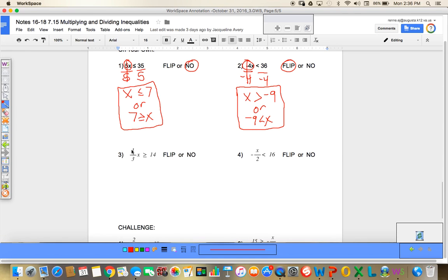Okay, moving straight along here. 1/3 x is greater than or equal to 14, so circle the variable. It's positive, so no flip. Okay, to get rid of a fraction, we use the multiplicative inverse. So the multiplicative inverse of 1/3 is 3. So we're going to multiply both sides by 3. 3 times 1/3 is a 1 in disguise. X is greater than or equal to 42, or 42 is less than or equal to x.